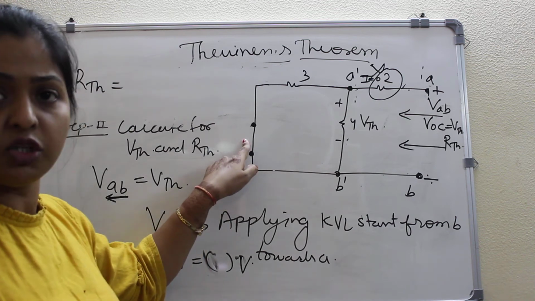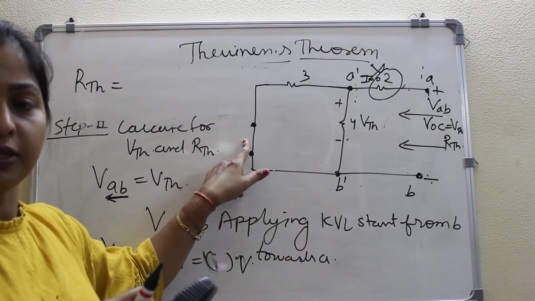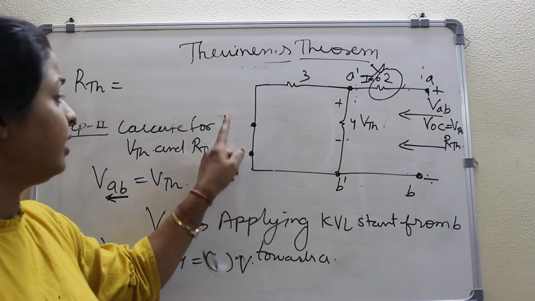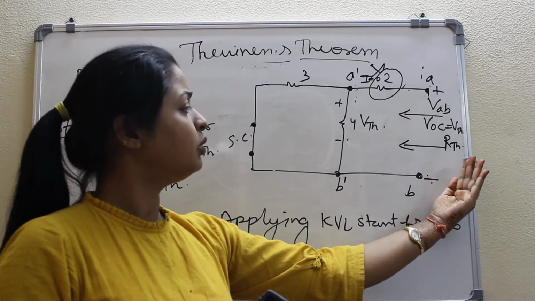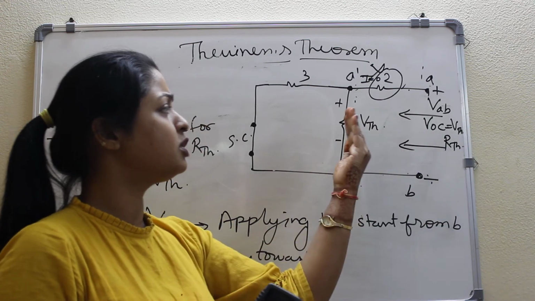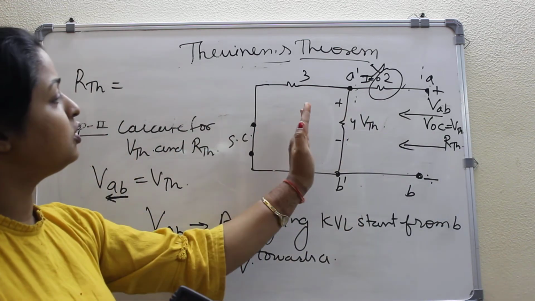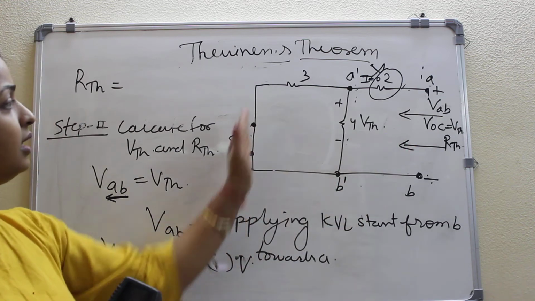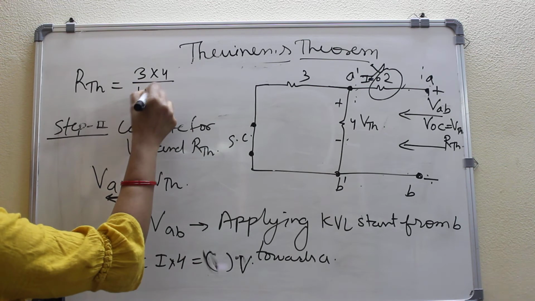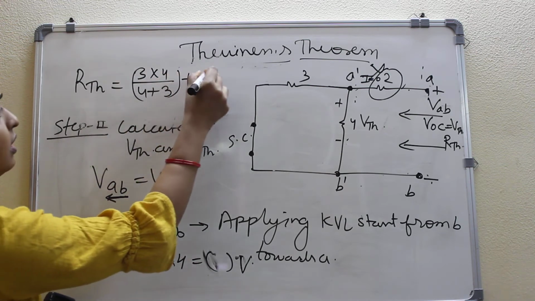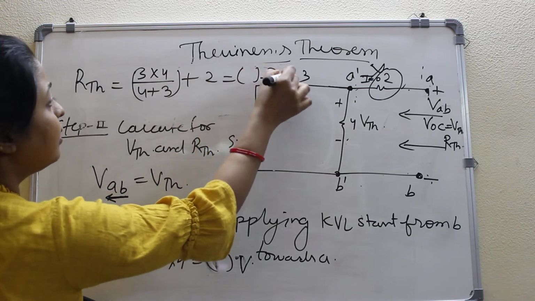So here one energy source was present, and that was an ideal energy source. That is why it was short circuit in this case. So if I need to calculate equivalent resistance looking into this branch, I have to start from the opposite of it. So the last branch says 3 or 4 in parallel. So 3 multiply 4 divided by 3 plus 4 in series with 2 ohm. So this is my RTH.